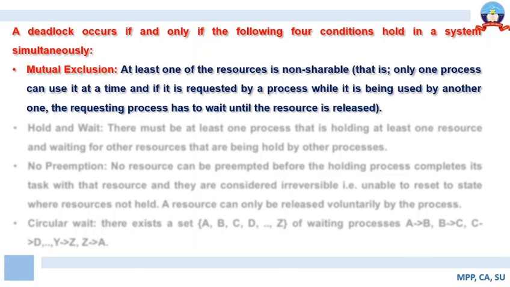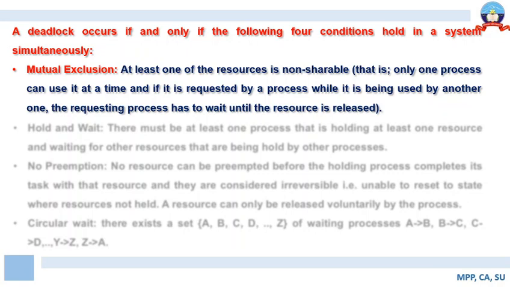Now the first condition is called mutual exclusion. Mutual exclusion states that at least one of the resources in the system being utilized by the processes is non-shareable. This implies there has to be at least one resource in the system that the processes utilize in a non-sharing mode. That means whenever one process is utilizing the resource, the other process should not utilize the resource. So this is the primary condition for deadlock to happen.